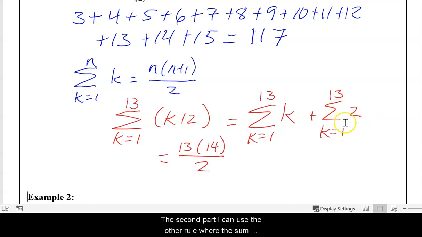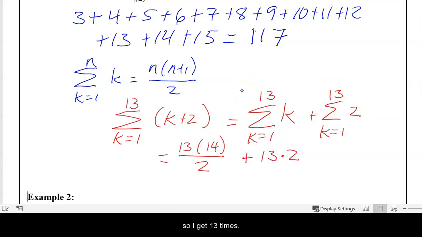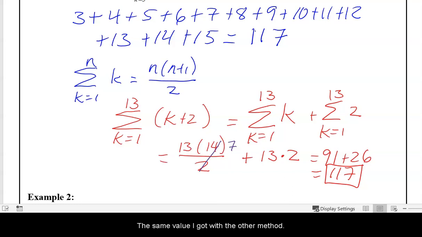The second part, I can use the other rule where the summand is simply a constant. The lower limit of summation is a 1, and the upper limit is a constant. Multiplying these together will give me the value of that sum. So I get 13 times 2. Now to reduce this, I can divide 14 by 2 to get 7. 7 times 13 would give me 91. And 91 plus 26 would add up to 117, the same value I got with the other method.